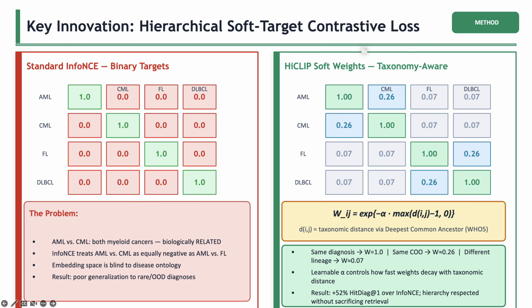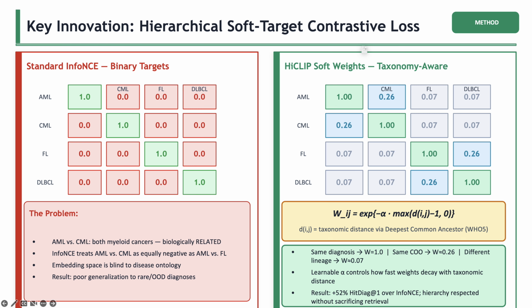Okay, let us look into the hierarchical loss. Standard InfoNCE, which is what CLIP uses, treats every non-matching pair as equally negative. Look at the matrix on the left. In a batch like AML, CML, follicular lymphoma, and DLBCL, AML and CML get a weight of 0 between them, the same as AML and DLBCL. But biologically, AML and CML are both myeloid cancers. They share a cell of origin and enormous genomic overlap. Treating them as equally negative is just wrong. It forces the model to learn an embedding space that ignores real biology.